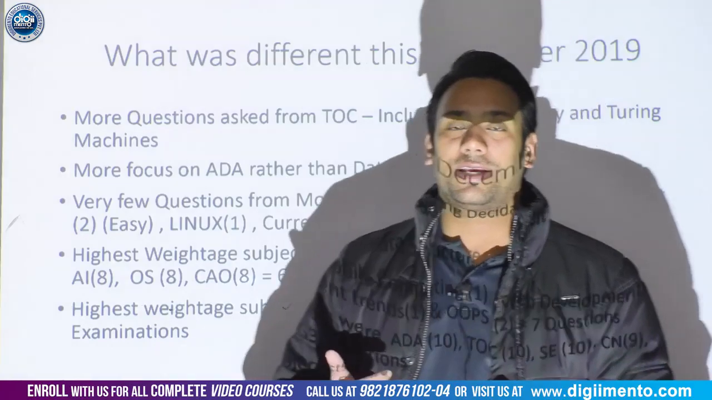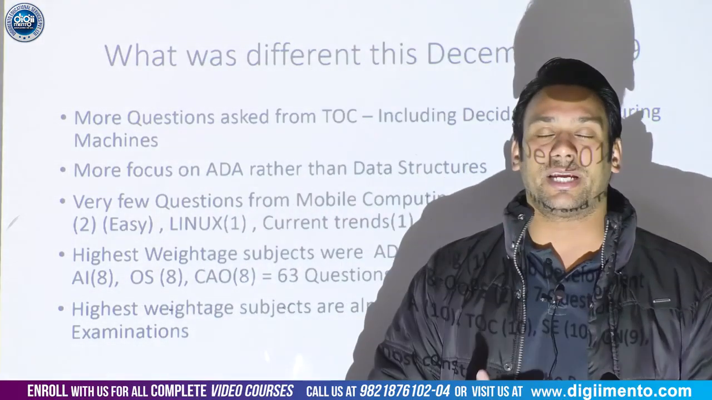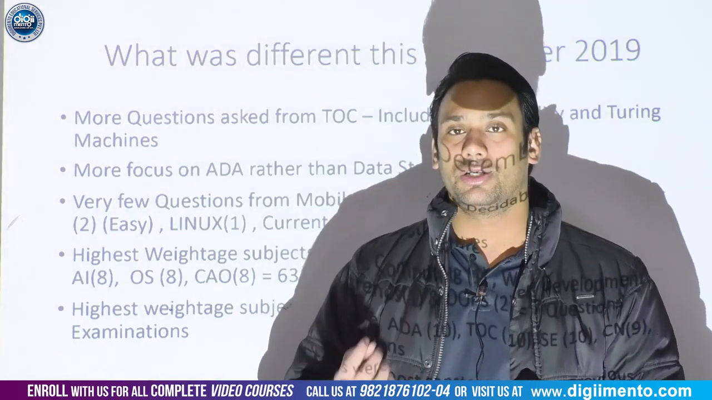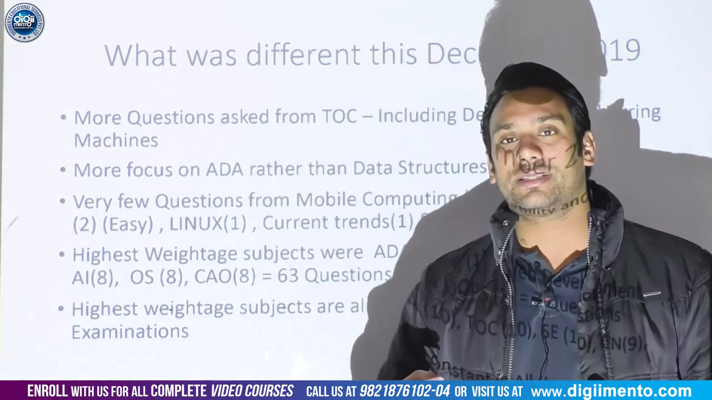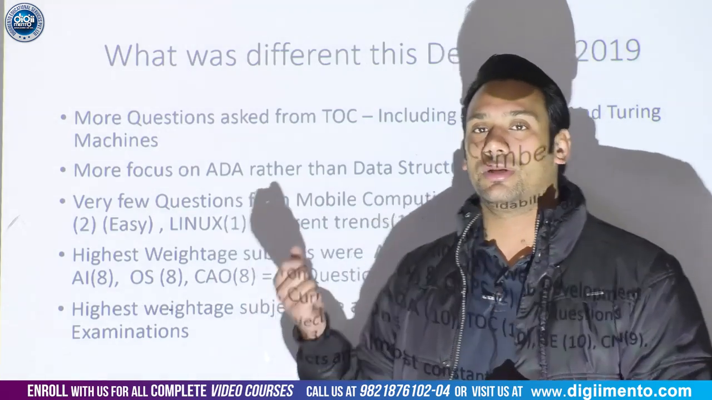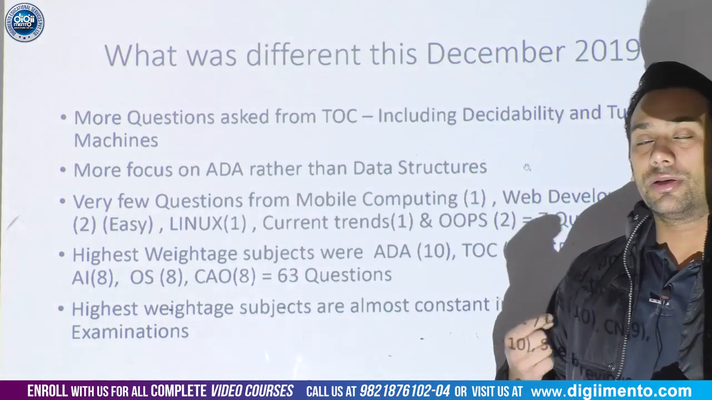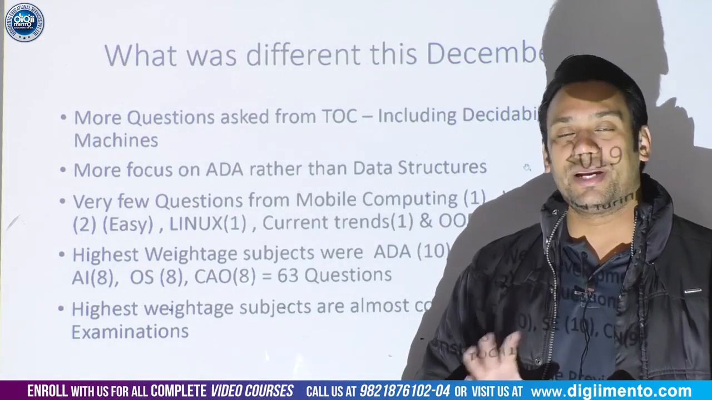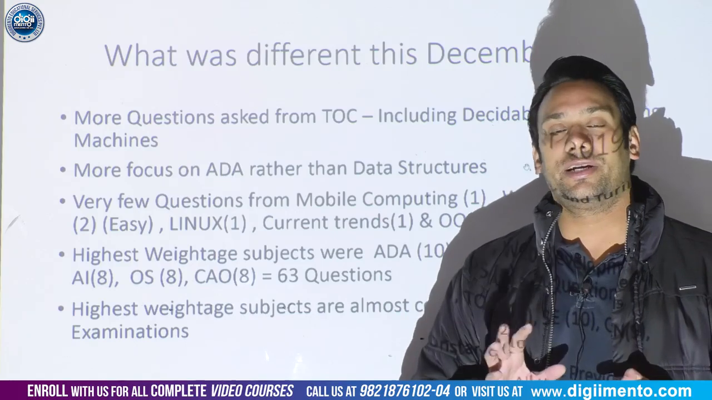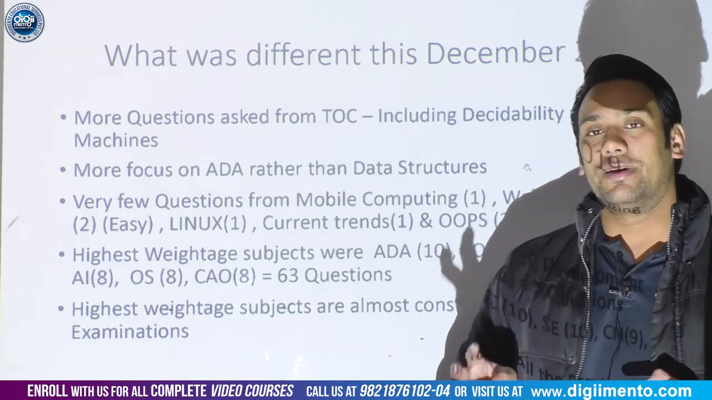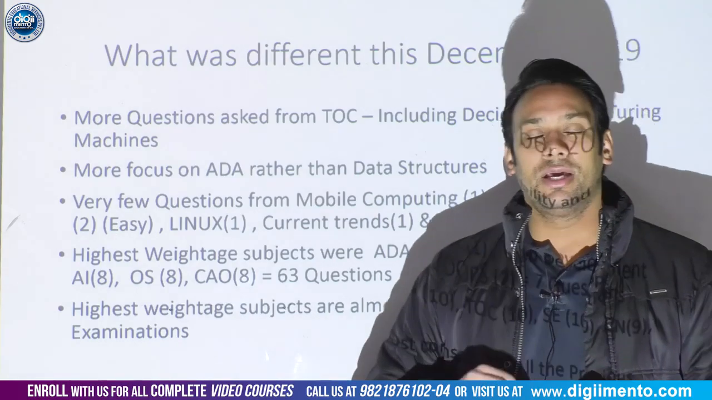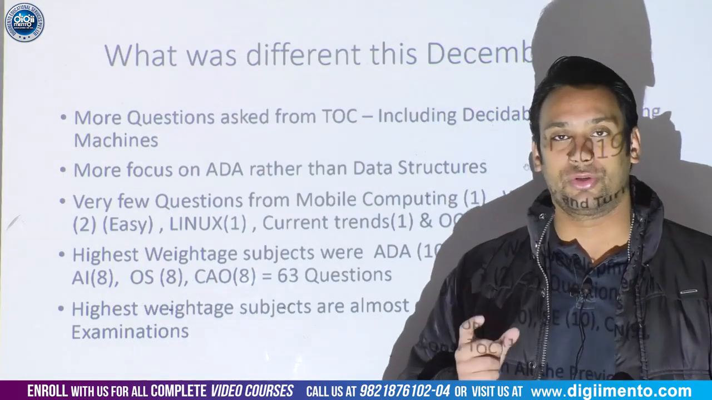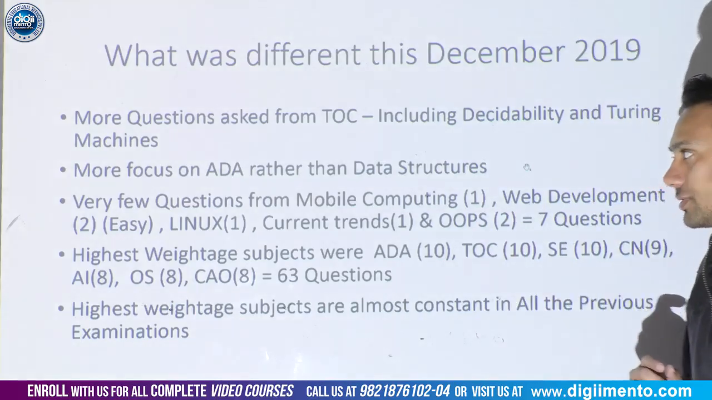If you look at the previous analysis from 2000 to before 2019, they never asked any question from decidability, they never asked any question from Turing machine, but now in this session they asked questions from decidability and Turing machine because they took those questions from compiler design. No question was asked on compiler design, but that does not mean that I'm going to leave these two subjects. We have to take these two subjects, and this time I'm going to focus more on decidability as well as Turing machines. I'm going to focus on these topics also.